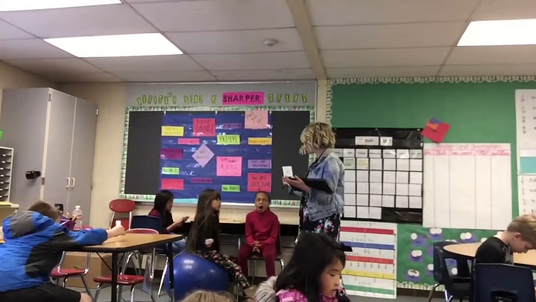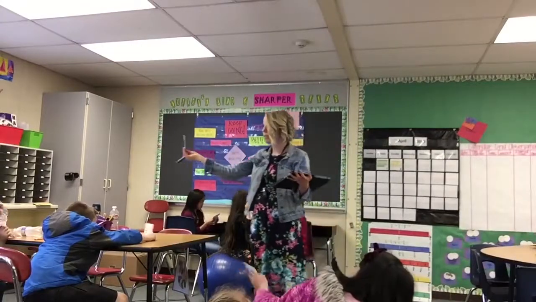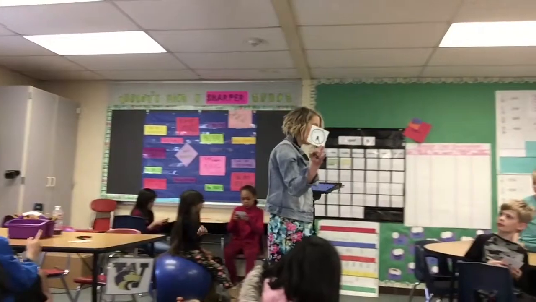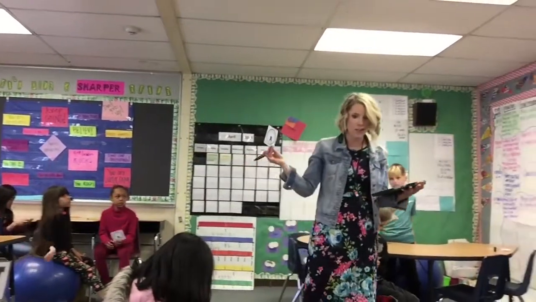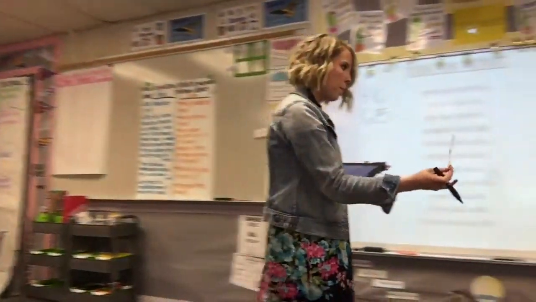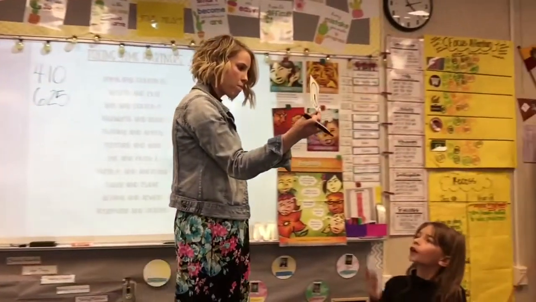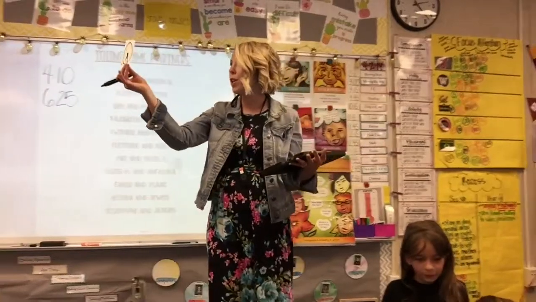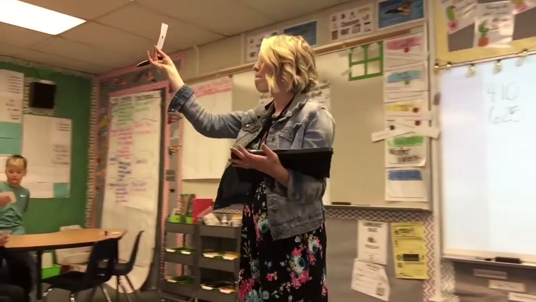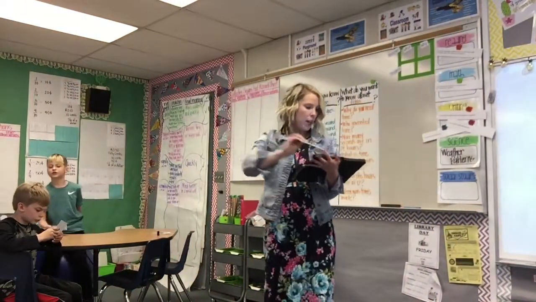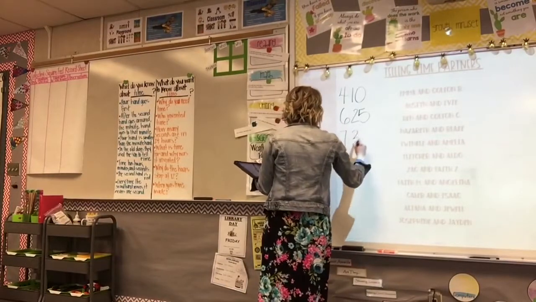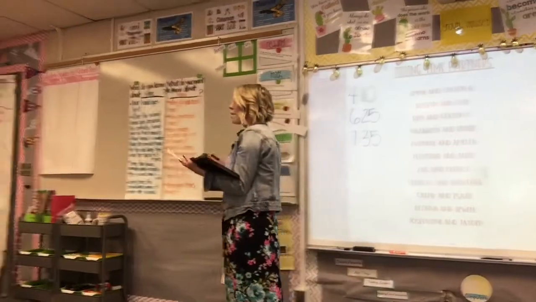Okay, here's my clock. Notice where the hour hand is. 6:25 is really close to 6:30. So look at where my hour hand is. It's getting closer to that halfway point. Okay, here's your next time. 7:35.